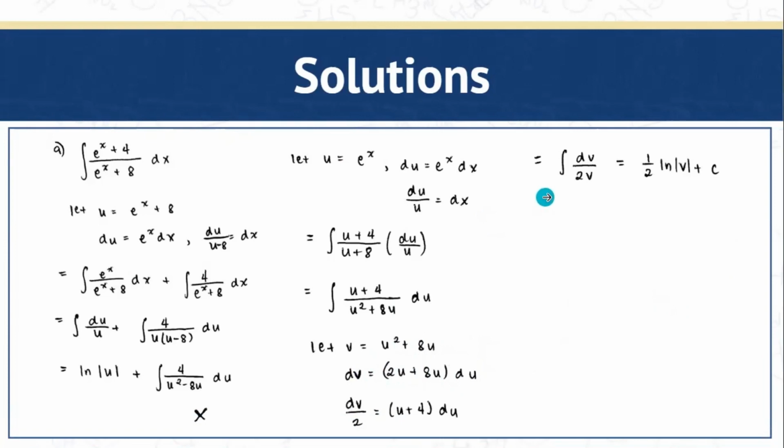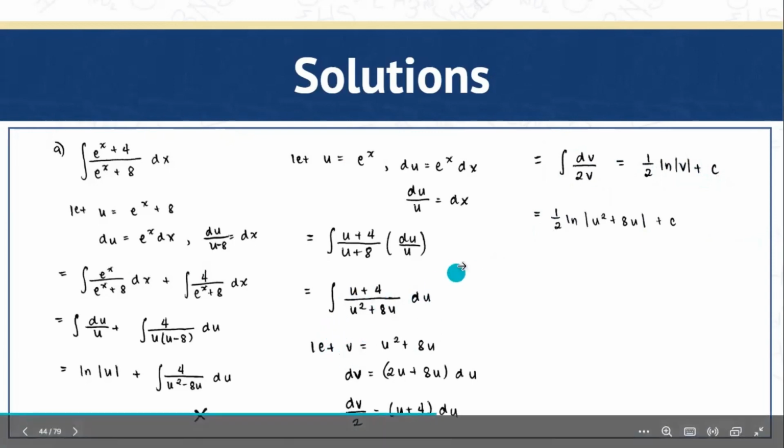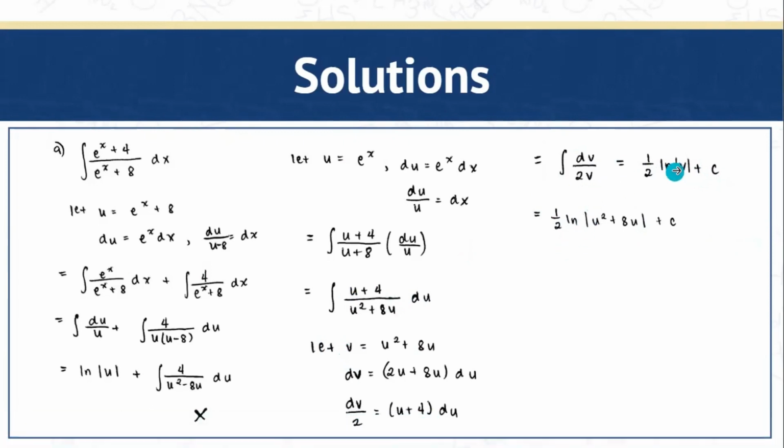And then substituting V and dV into our integral, we'll be getting dV over 2V is equal to 1/2 of ln V plus C. And then plugging back our U into the V and dV substitution, we'll be getting 1/2 of the natural log of U squared plus 8U. That's our V previously. And then plus C.